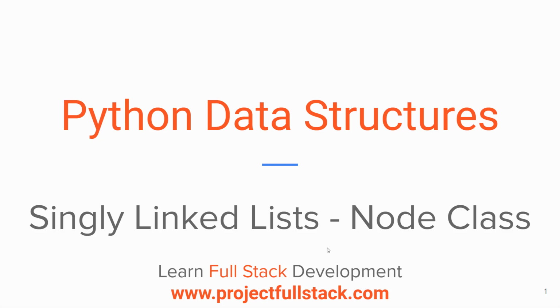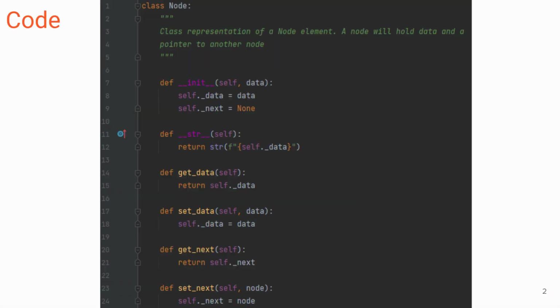And in this video here, we're going to talk about the node class. Remember, the singly linked list is just a collection of nodes that point to each other. So before we can even attempt to do a singly linked list, we need to create the node class that has that behavior. This is the actual code, what it looks like.